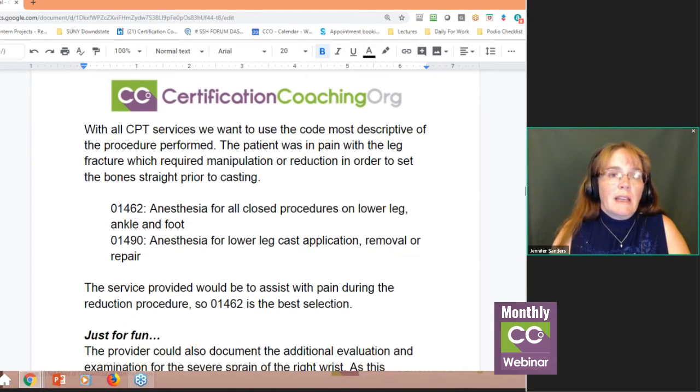So the two codes they gave us were 01462 and 01490. They're both anesthesia codes. The 01462 is anesthesia for a closed procedure of the lower leg, foot, or ankle. And the 01490 is anesthesia for a lower leg cast application, removal, or repair. Our most prevalent procedure here, and the patient has pain because of that fracture, he's going to reduce that fracture and manipulate it. So that is our more prevalent code. So we do the 01462.